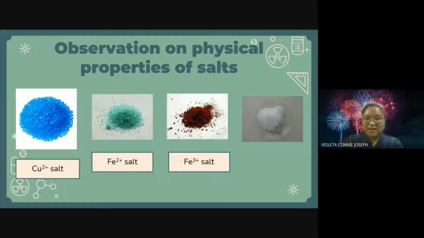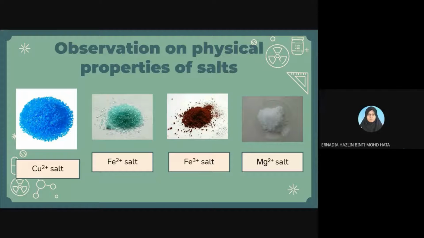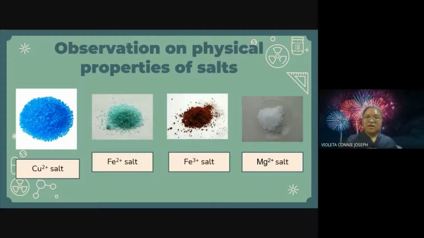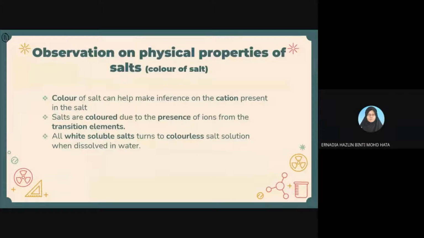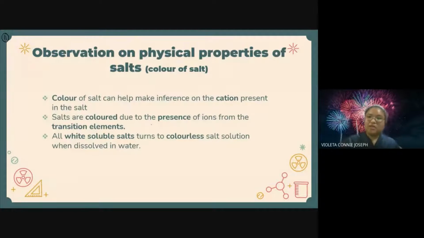Okay, maybe. This white color is basically any salt that has no transition element ion in it. So you can see from the color of the salt already, you can make an inference. The color of the salt can help make an inference on the cation present. Basically, for color, we focus on the cation.